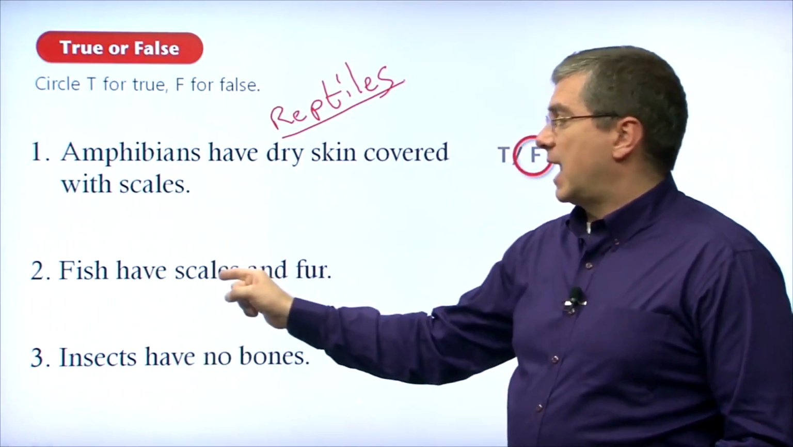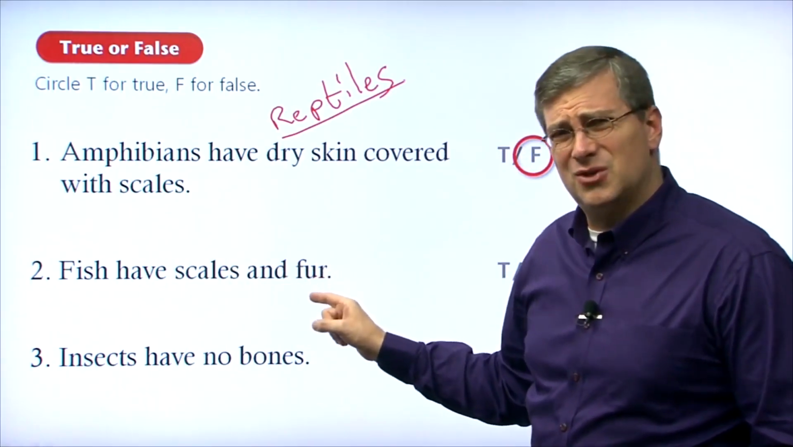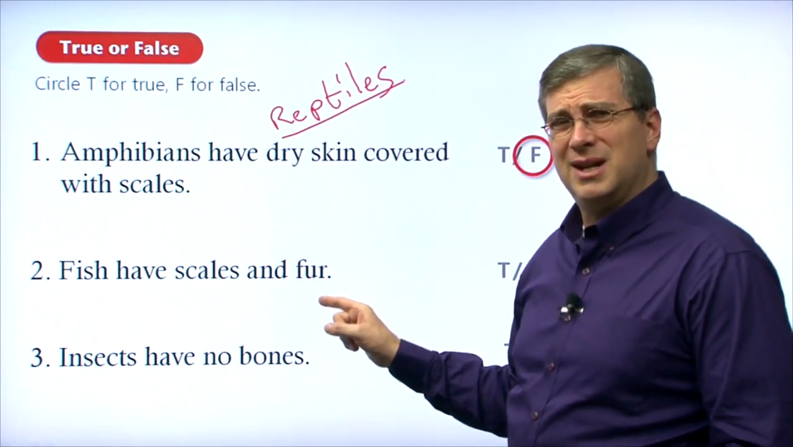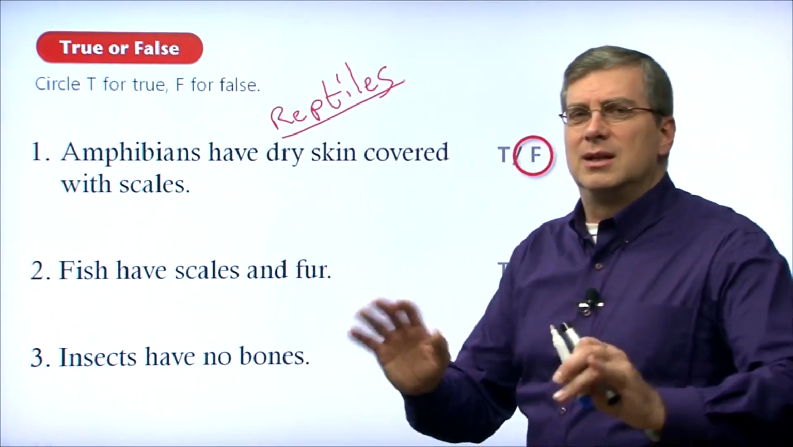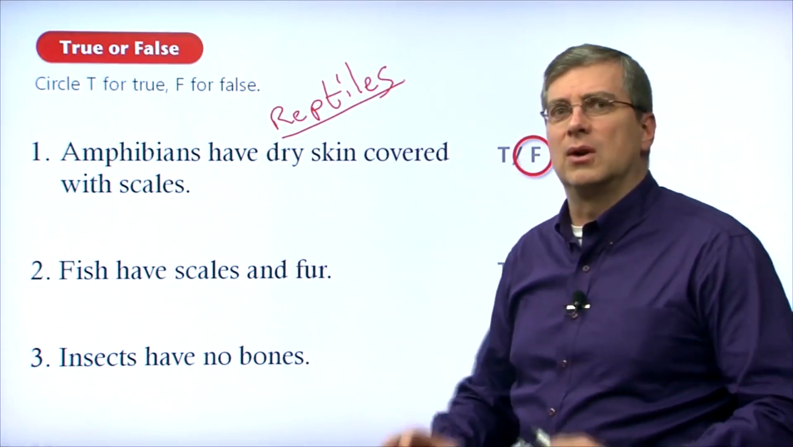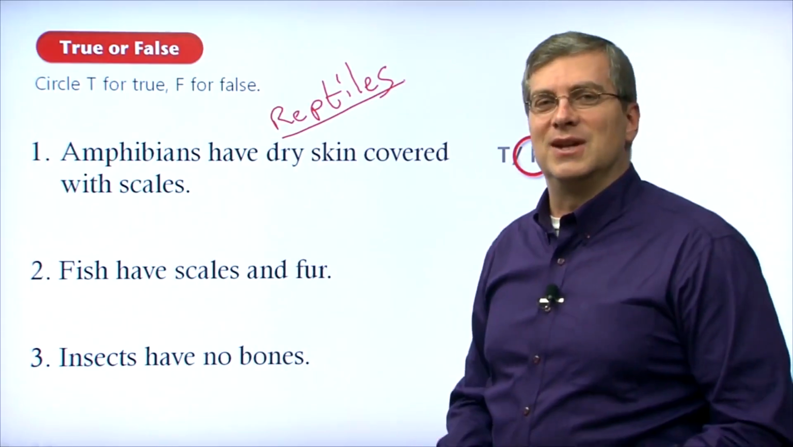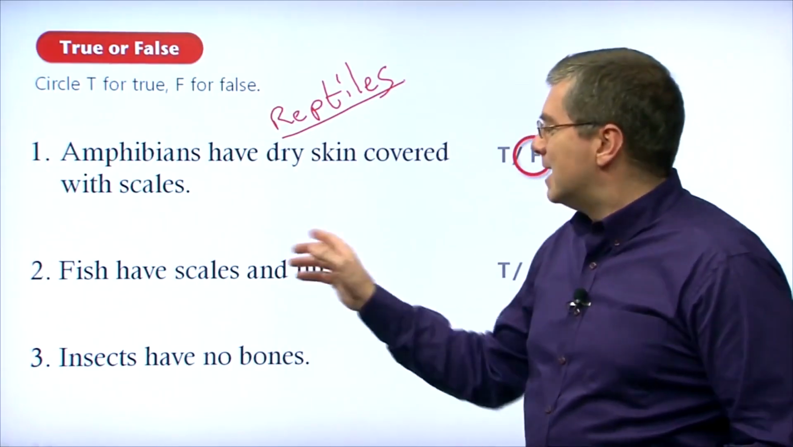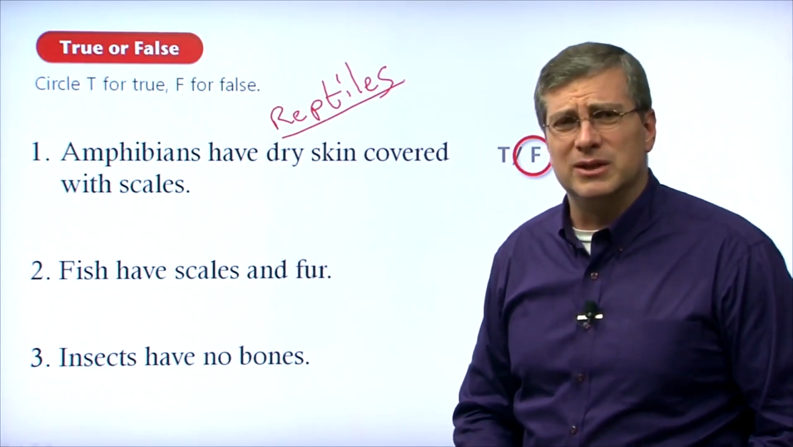Fish. Fish have scales, true, and fur. Have you seen a fish with fur? That would be really strange, right? Maybe that's what they mean by dogfish. No, I'm just kidding. Dogfish is not a type of fish with fur. Don't get me wrong. Dogfish is just a different species of fish. But anyway, I've never seen a fish with fur on it, and that would be really, really strange.